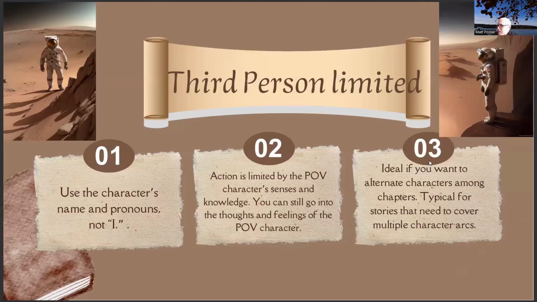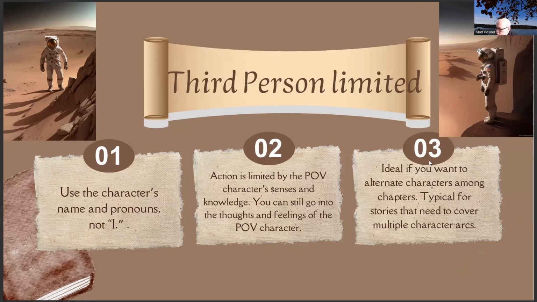The third person limited is also as popular, nearly as popular as first person, and in some genres more popular. In this one, you use the character's name and pronouns. You don't use I. The action is still limited by the point of view character's senses and knowledge. You still go into the thoughts and feelings of the POV character, so it's the same as first person in that sense, only the pronoun really changes.